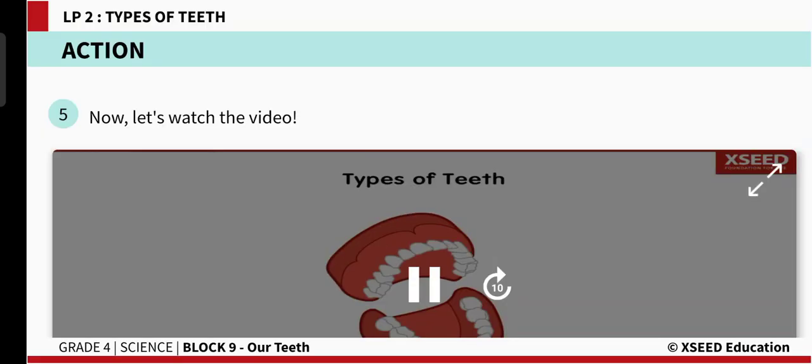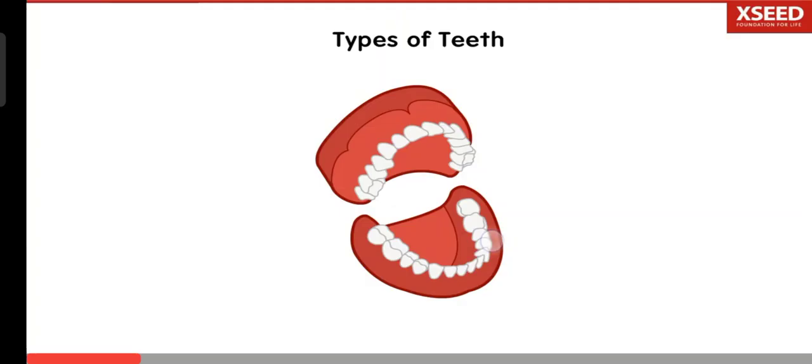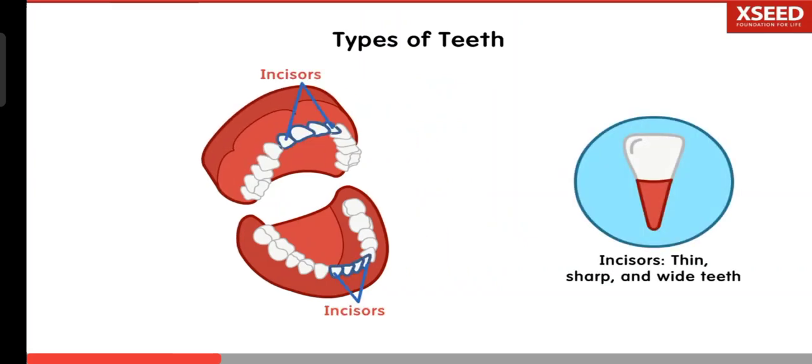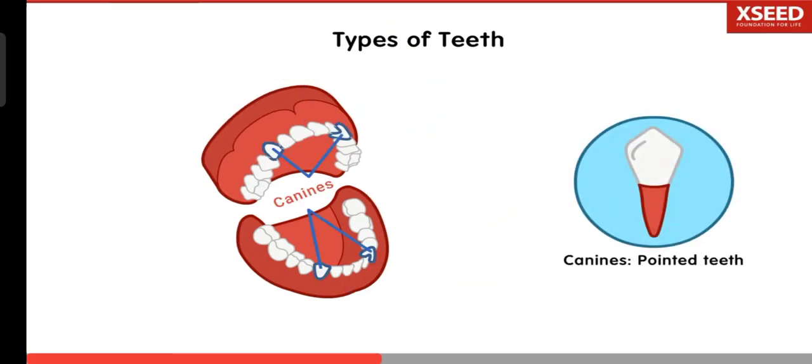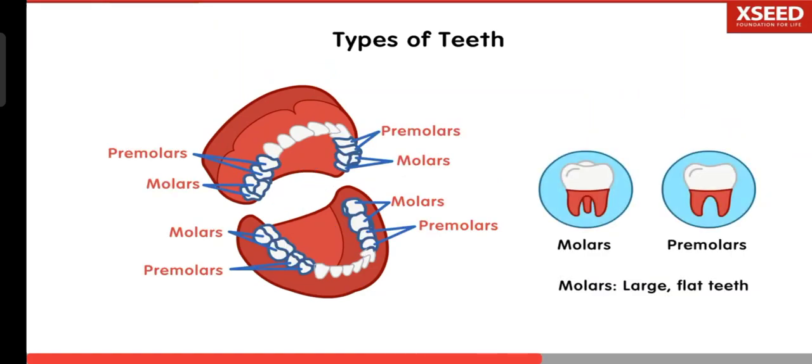There are four types of teeth in our mouth. Incisors help to cut or bite. Canines help to tear. Premolars and molars help to chew and grind the food.